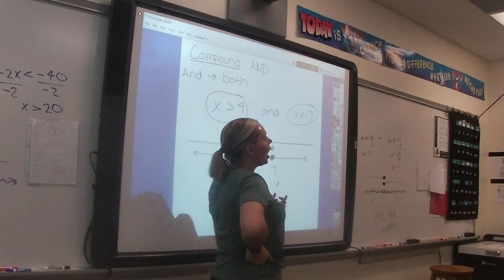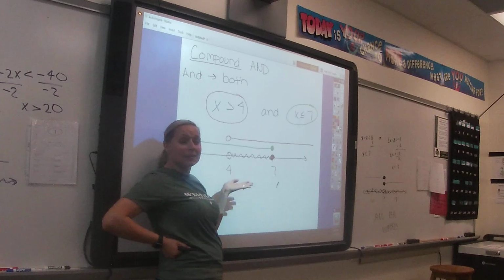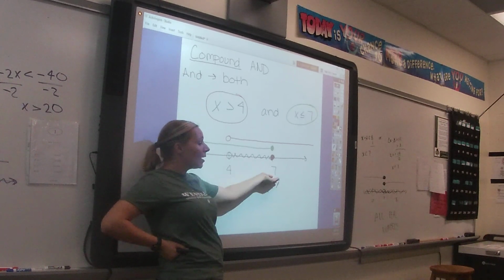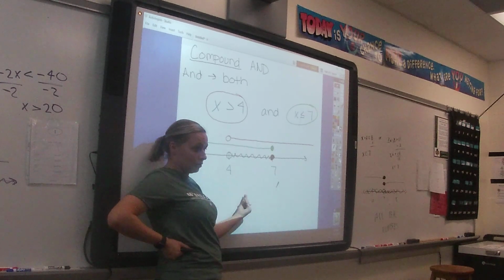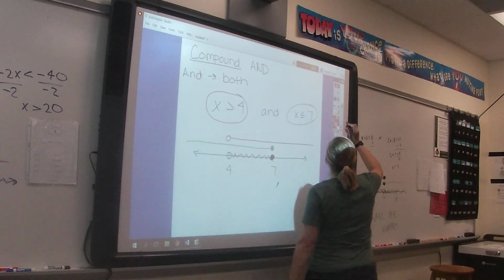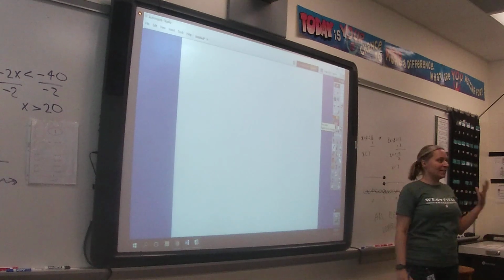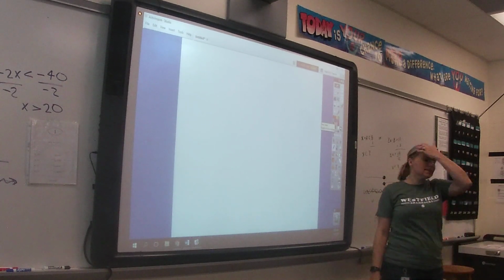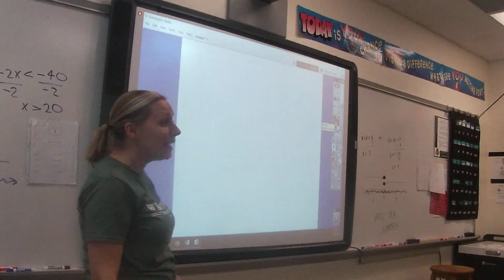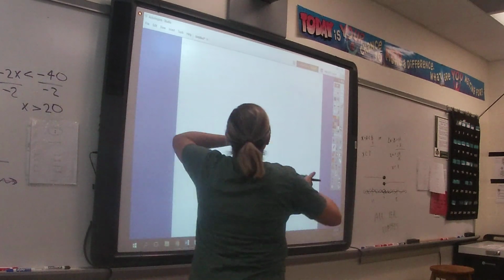Okay, and when we are talking about and, would we agree that if we were just to look at this number line, it would make sense to say that x is in between 4 and 7, right? Including 7, not including 4, but it's in between. So that allows us to write compound and inequalities a little bit different. Instead of writing them with two separate inequalities and writing the word and in between, we can sort of squish them in one big chunk.